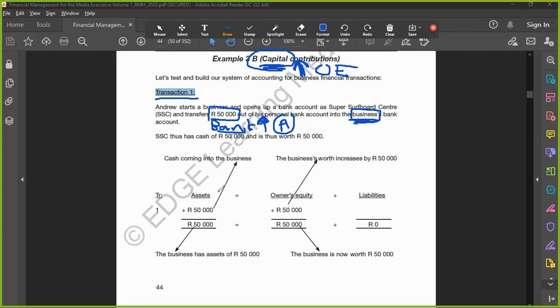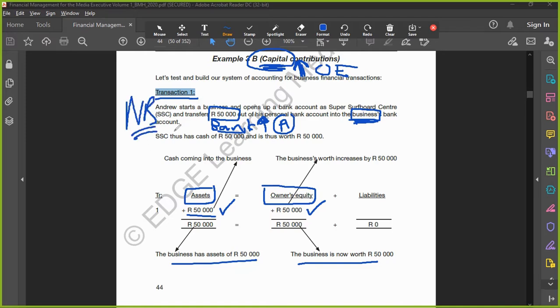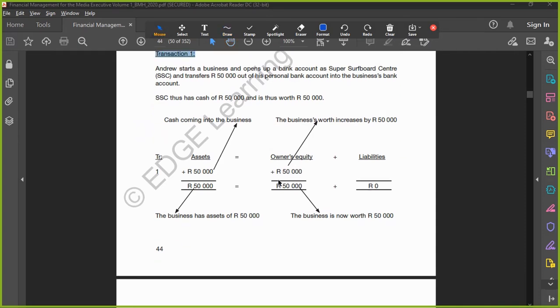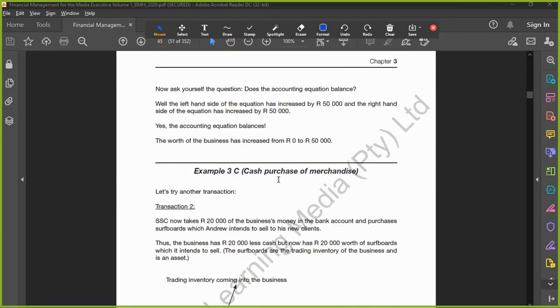So what is happening to the assets? Going up, plus 50,000. What is happening to owner's equity? Plus 50,000. So you can clearly see here that the business's assets and its owner's equity are increasing, and that's the interpretation. Make sure you're able to interpret transactions correctly. If you can interpret transactions correctly, you'll be able to complete the accounting equation. So that's transaction number 1. We will look at more examples, and this should get easier with more practice.